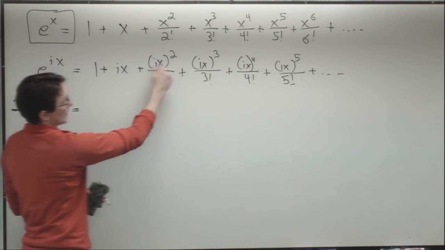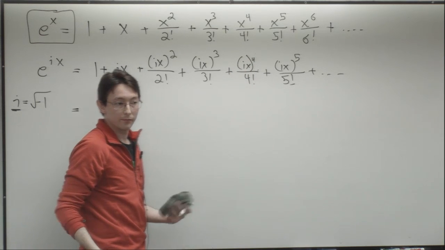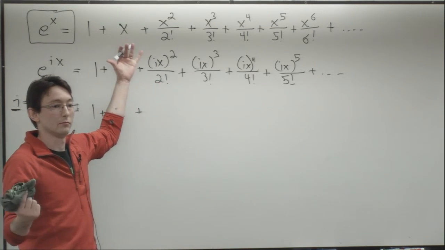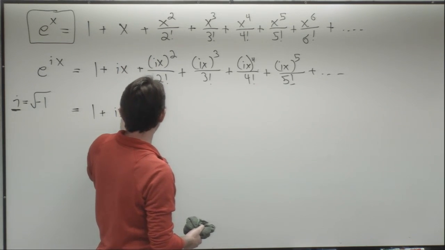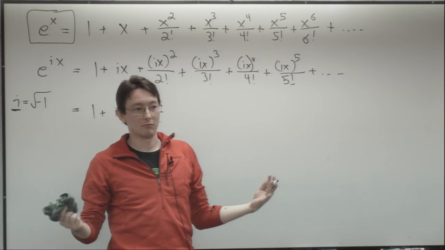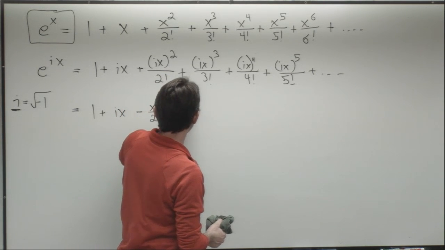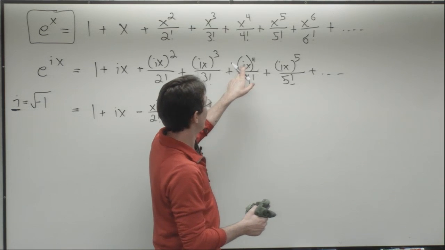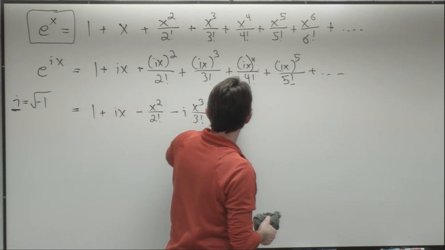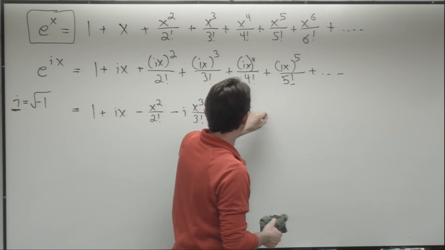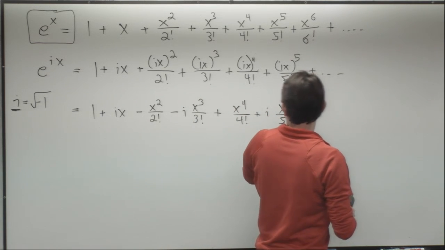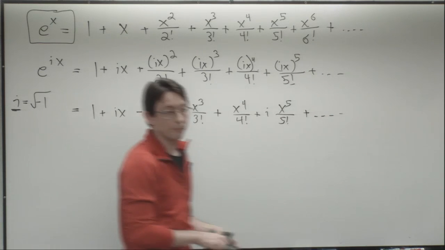And what I'm going to do is I'm just going to expand all of these powers of i times x. So I'm going to get 1 plus ix plus, what's i squared? -1, so that's minus x squared over 2 factorial. What's i squared times i? Just minus i. So minus i times x cubed over 3 factorial. Now, i to the fourth is i squared squared. It's -1 squared, which is +1. And now we start it all over again. So now we have a plus i x to the fifth over 5 factorial, and so on and so forth. Okay?